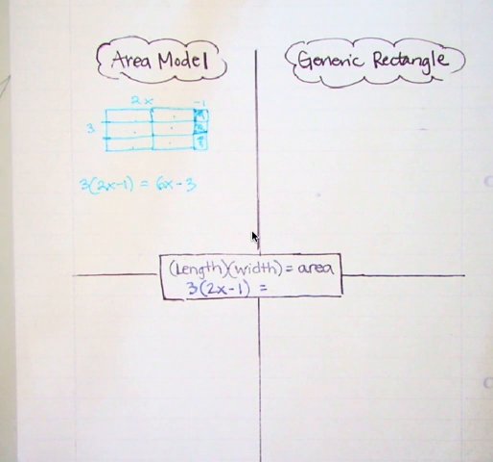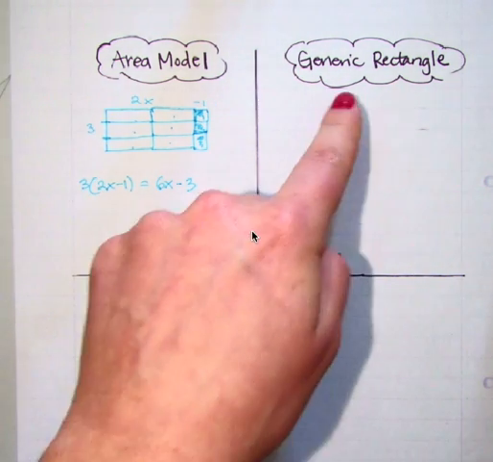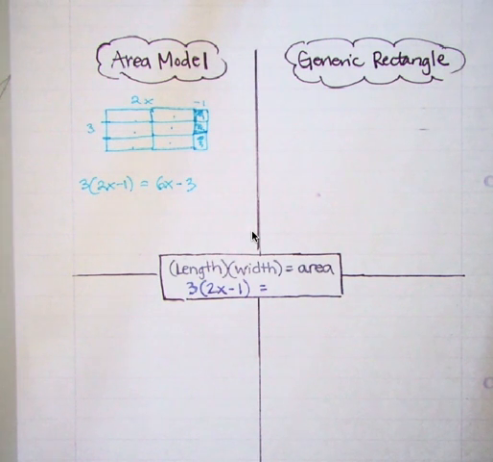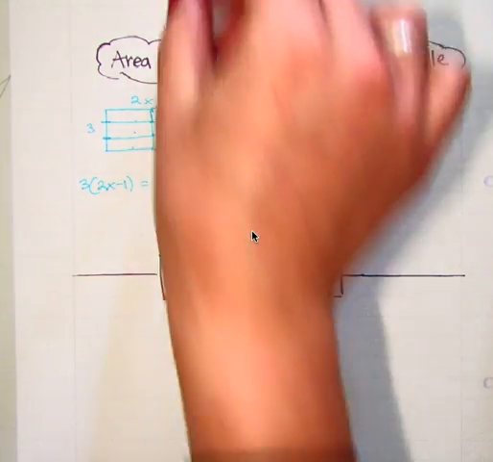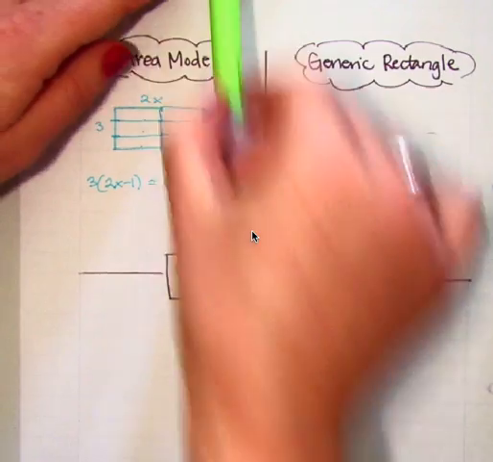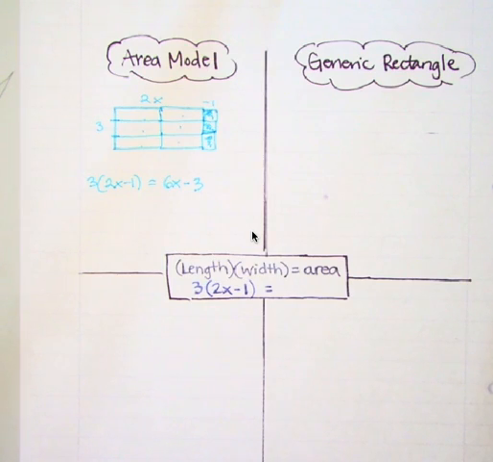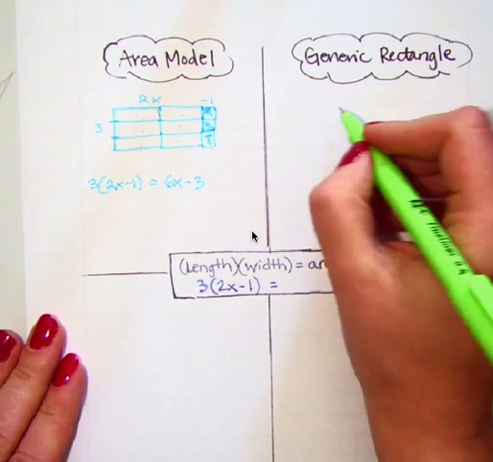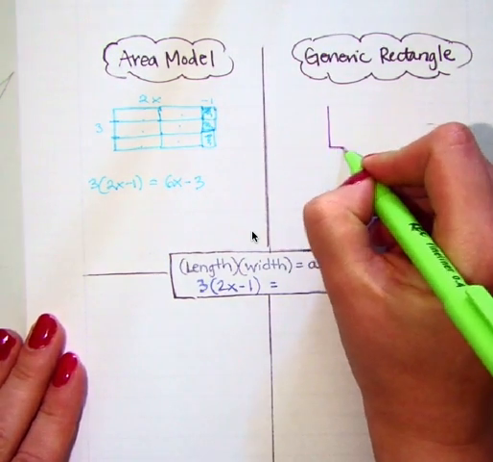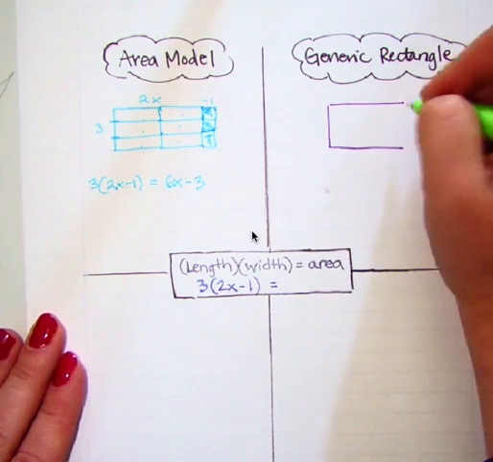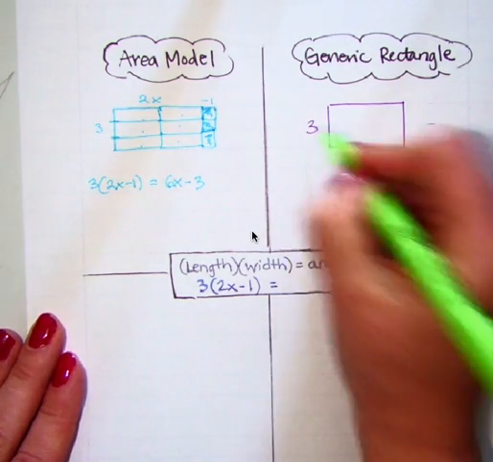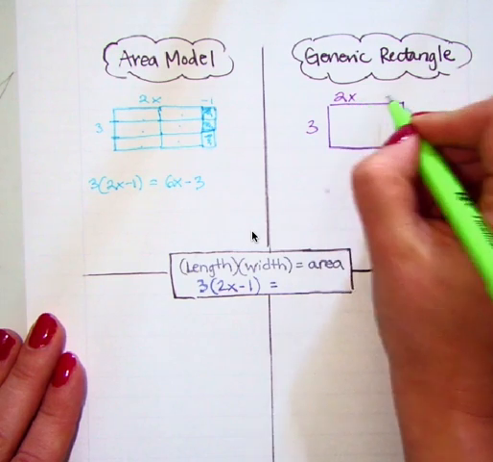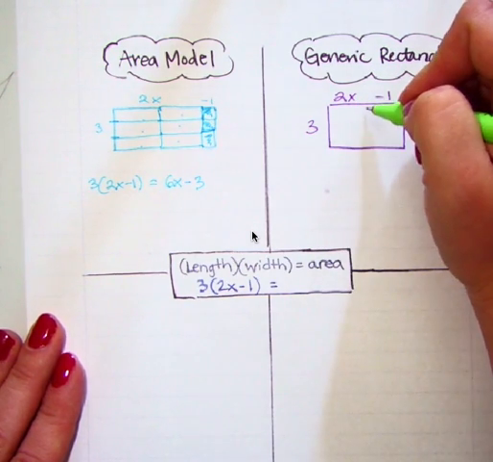So if the area model takes too long, because sometimes we won't have these nice friendly numbers, we can use something called the generic rectangle. Now the generic rectangle is basically a way of doing the area model but not to scale, meaning you are imagining your like terms together for the area. So you just draw a box here. 3 was the length. 2x minus 1 was the one at the top.